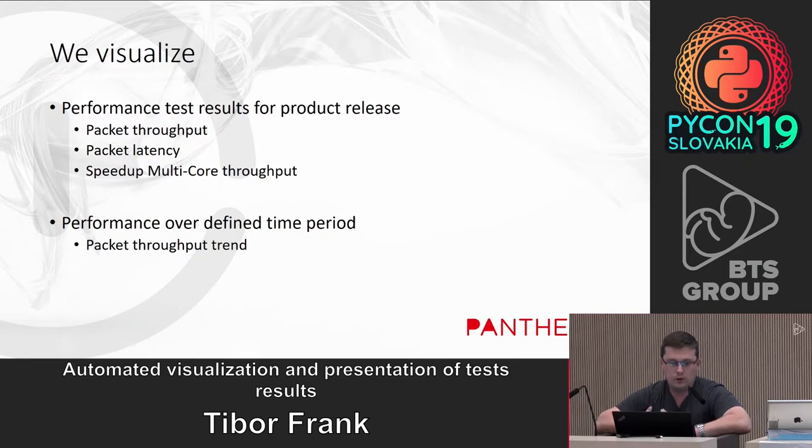In particular, we visualize performance test results for product releases. It is done every 3 months when the new release is released and we need to test it. Mainly we include packet throughput, packet latency, and speedup of multicore throughput. Speedup is, in general, the increase of performance when we increase the number of processor cores which process the packets. And on a daily basis, actually twice a day, we visualize performance over a defined time period. We call it packet throughput trend. The details will follow soon.